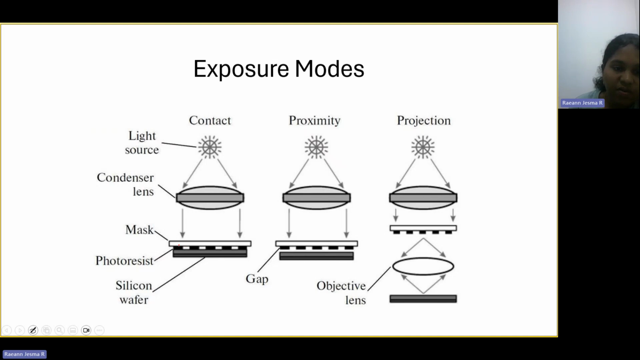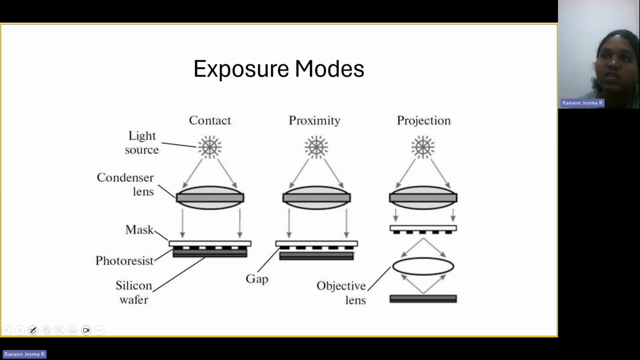If you compare the resolution, next we have a proximity mode, where the mask is placed in proximity with the sample. There is some small distance, and this distance can generally be in the range between 5 micrometers to 50 micrometers.